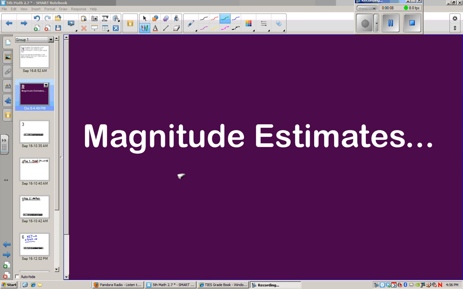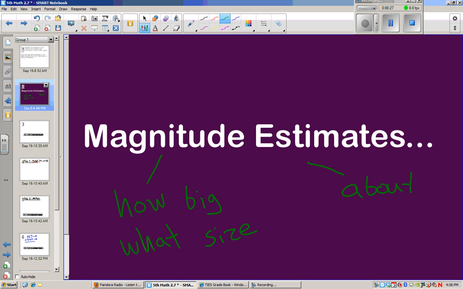Today we're going to be talking about magnitude estimates. Before we get started, we should examine these two words a little bit. Magnitude means how big or what size, and estimate means about, not exact. So a magnitude estimate is when we figure out about how big something is going to be.